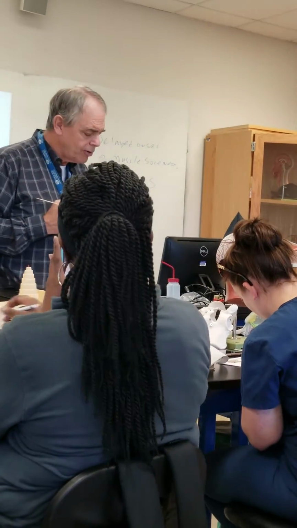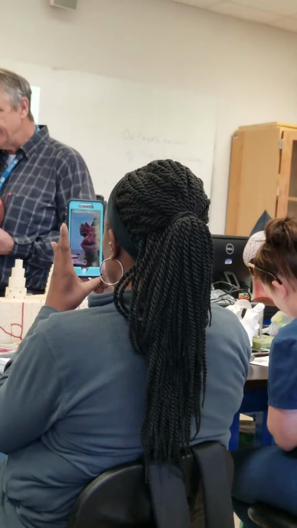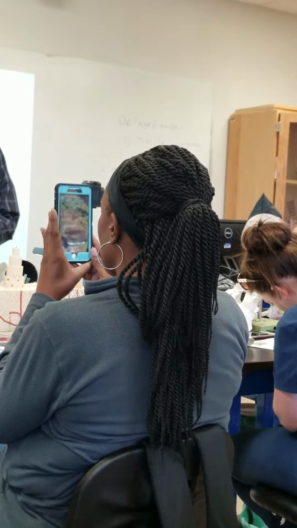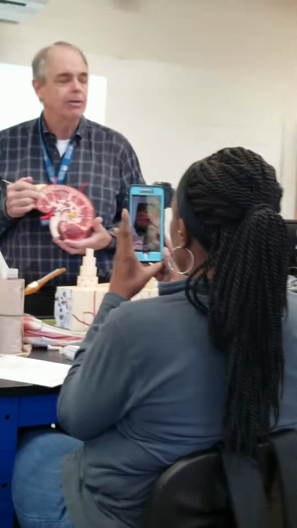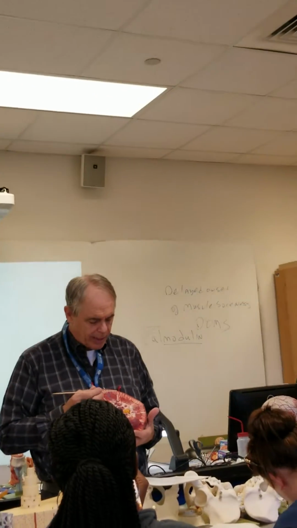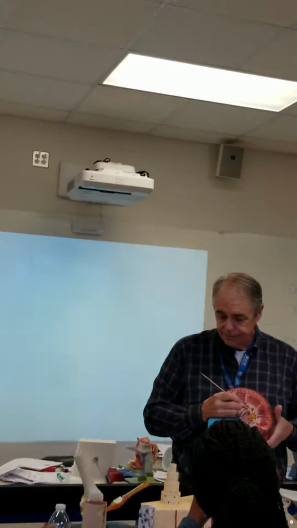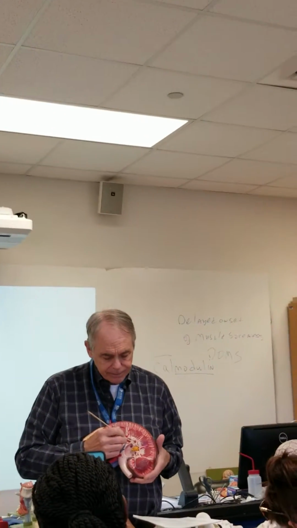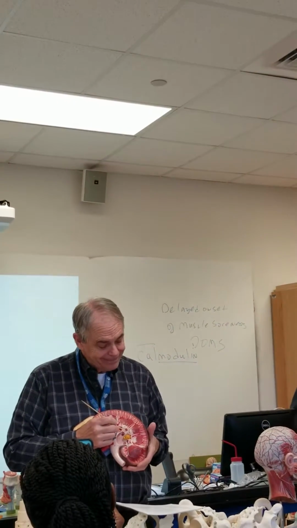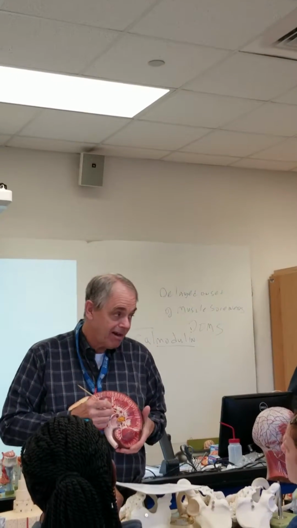Now these vessels will go between the actual pyramids, and so they are called interlobar. Interlobar, which means between the lobes. Okay? So this would be an interlobar vein and an interlobar artery. Okay? I mean, it's not a lot to this stuff, really.